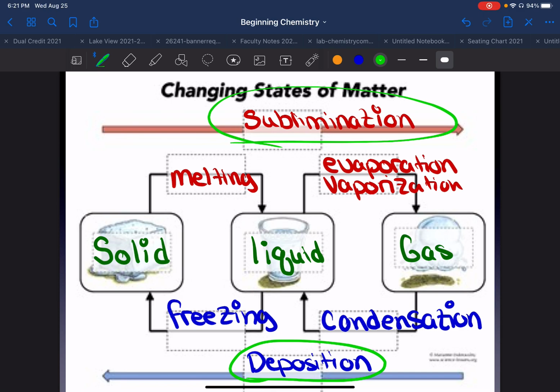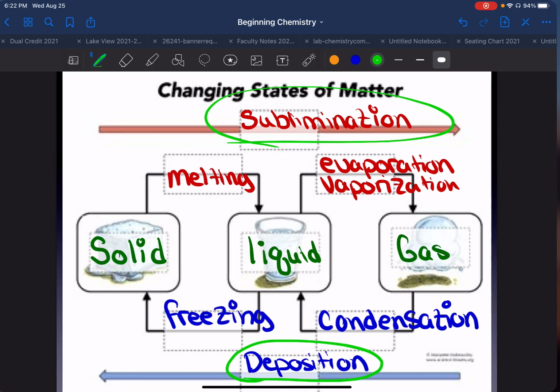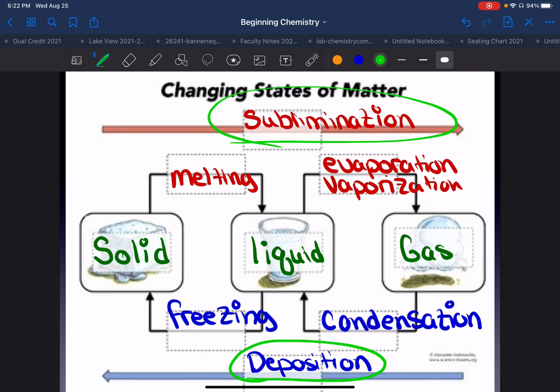The other one that throws students off a little bit is right here, from liquid to gas: vaporization and evaporation. Vaporization is with heat. When you're cooking at home, you are vaporizing the solution. Evaporation is nature. Nature evaporates.